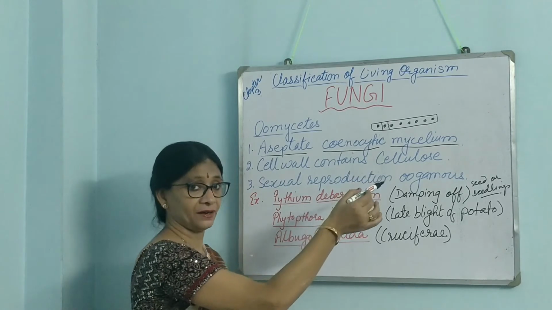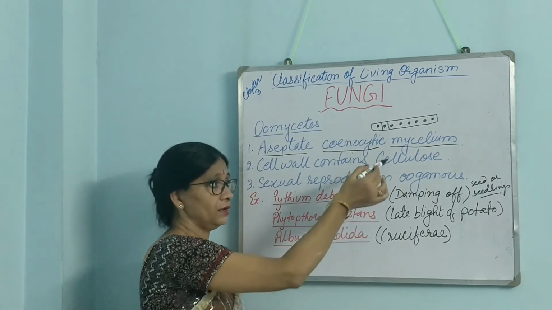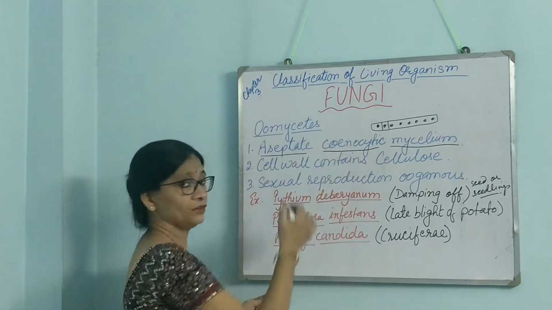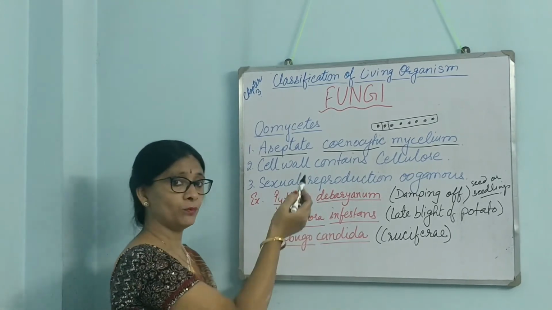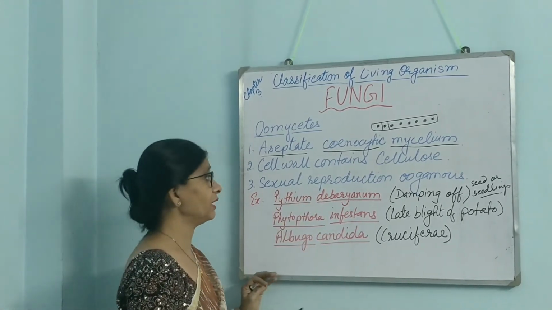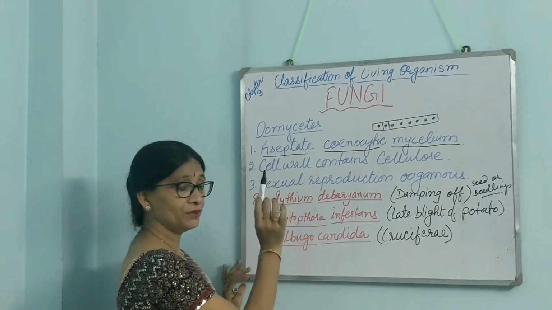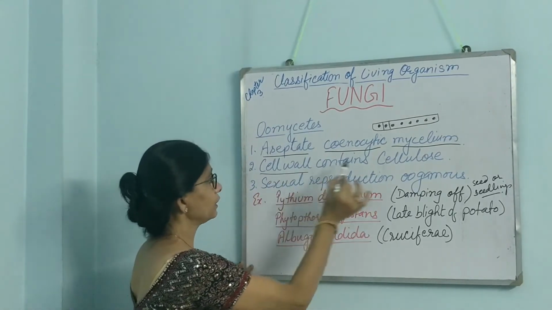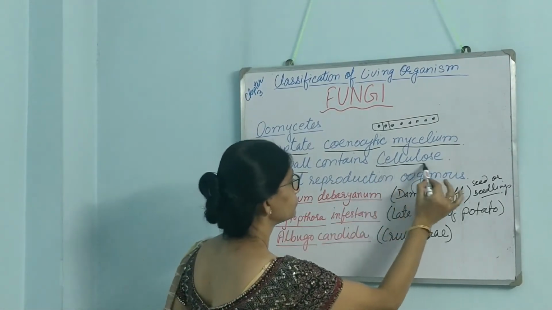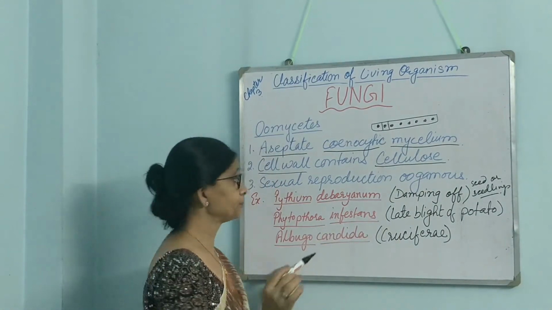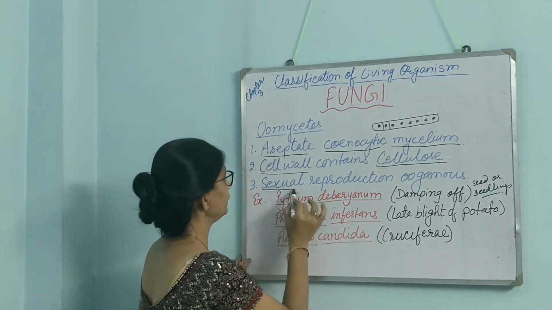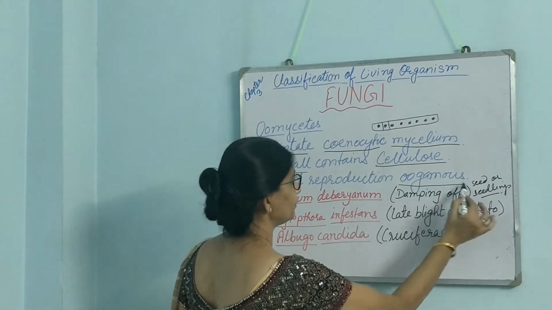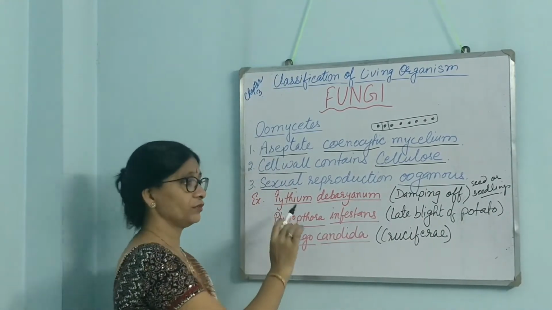It's a primitive character. Aseptate, coenocytic mycelium is a primitive character, and it is found in Oomycetes, which suggests that Oomycetes is a primitive fungus. Second, another primitive character: the cell wall contains cellulose. Another primitive character: sexual reproduction is oogamous.